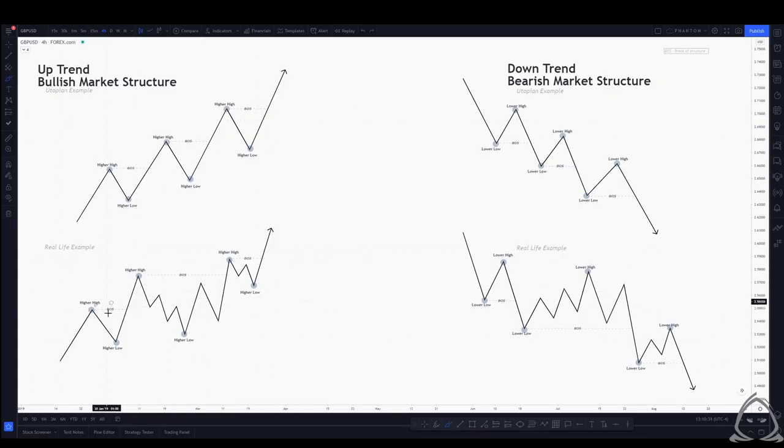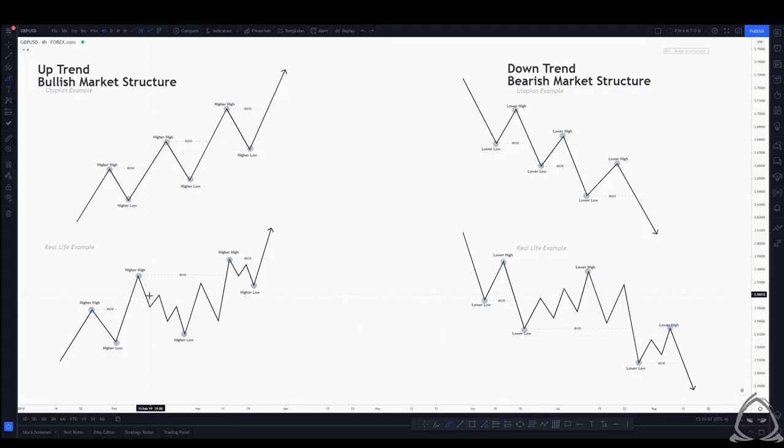So what we have here is a more real life example of an uptrend. We can see we're still making higher highs and higher lows, but there's a little bit more noise or fluctuation in between the two ranges. So between the higher low and the higher high, we can see price begins to correct. And what happens is the correction ends up creating substructure.